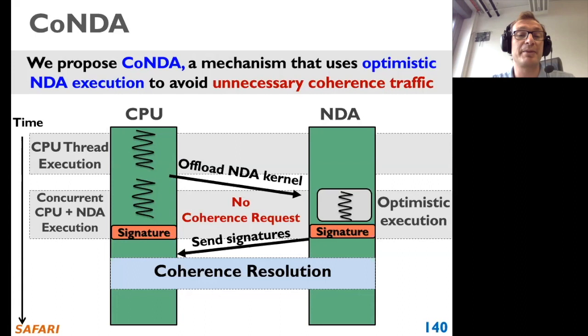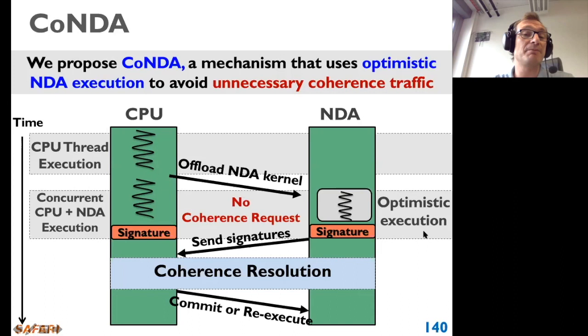Okay, and then basically, as I said, the CPU, after checking whether there's overlap in the signatures, says to the NDA, re-execute if there's overlap. If there's no harmful overlap, then it says, NDA, you can commit your results. There was no coherence problem. Basically, we're doing optimistic coherence here. And the key to making this work is to make signatures smaller in size while not making the wrong decisions.